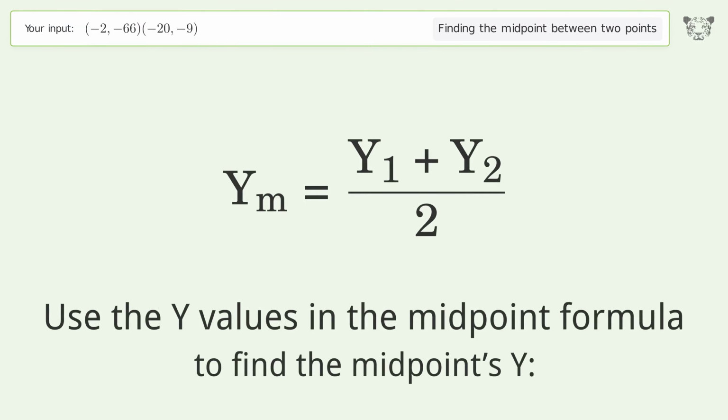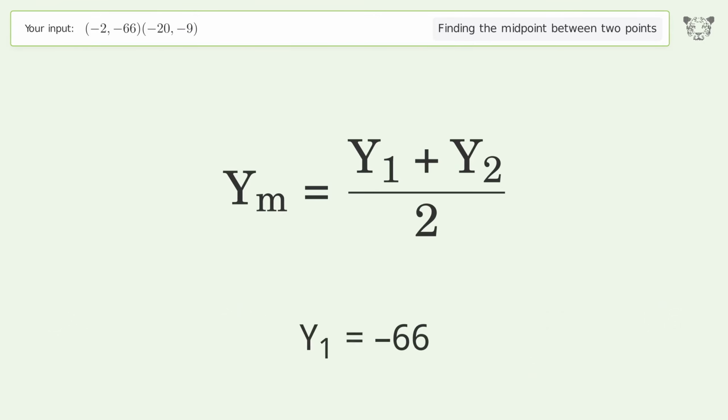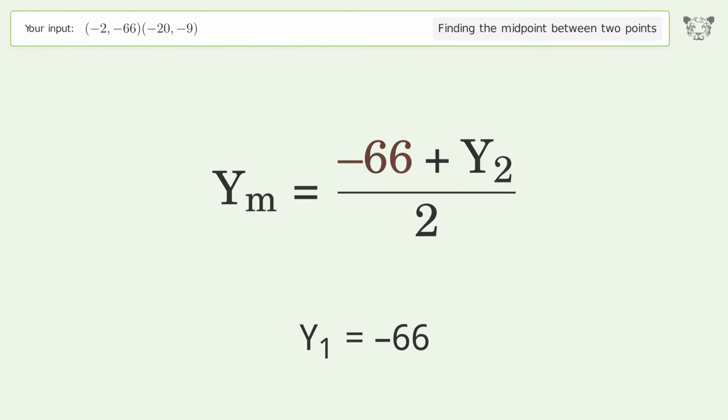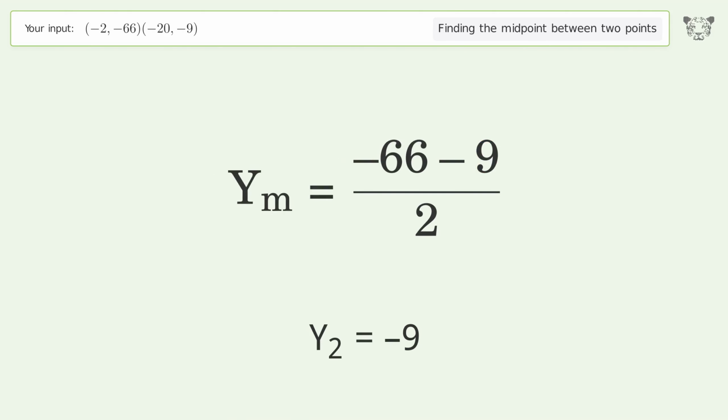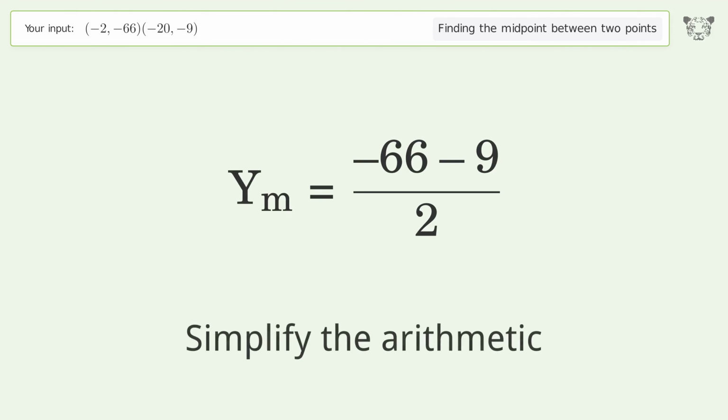Use the y values in the midpoint formula to find the midpoint's y. y1 equals -66. y2 equals -9. Simplify the arithmetic.